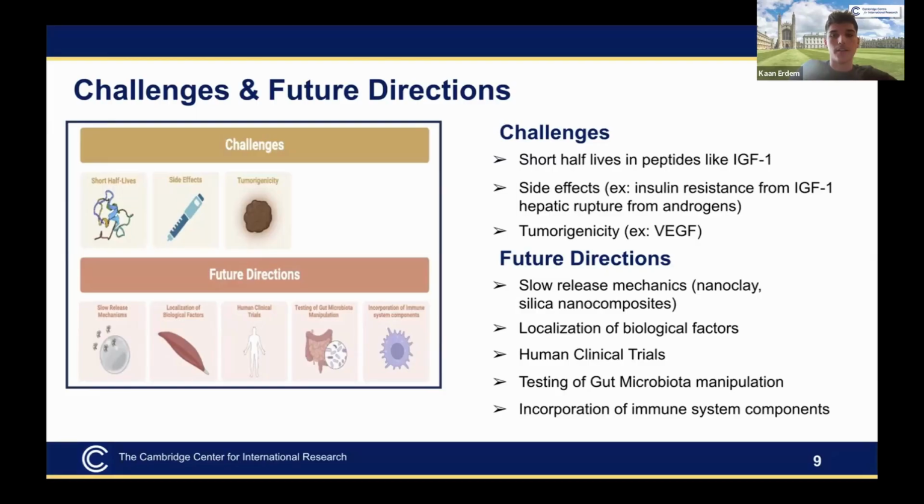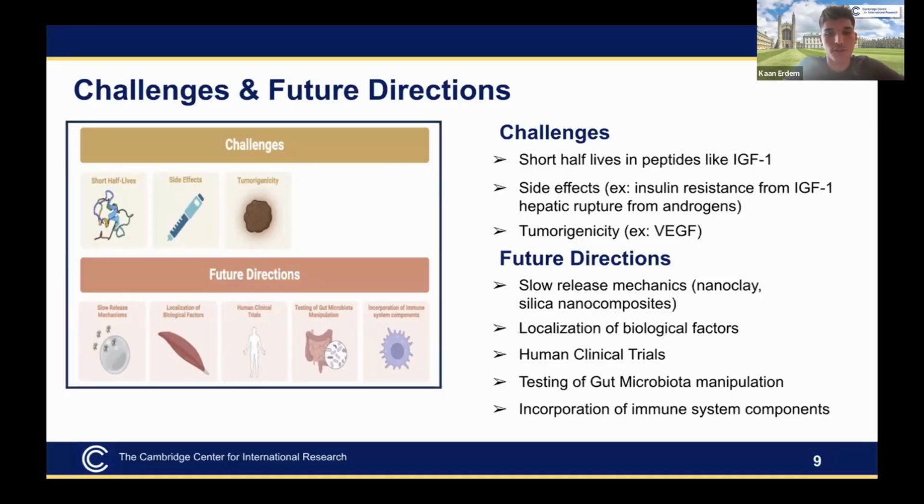Side effects in unintended areas of the body from the use of these biological factors, such as insulin resistance occurring from IGF-1 and the potential of hepatic ruptures, which is the rupturing of the liver from androgen usage, and the tumorigenicity of certain factors, such as VEGF, as VEGF has been shown in some studies to be able to make existing cancer worse, and also is known to play a critical role in angiogenesis for tumor formation too, and has been shown to play a role in the spreading of cancer, so metastasis.